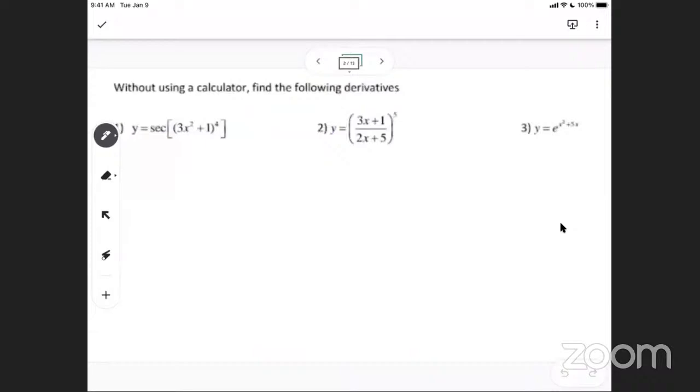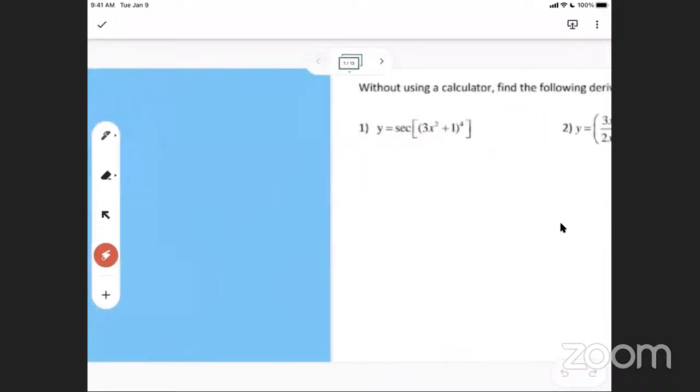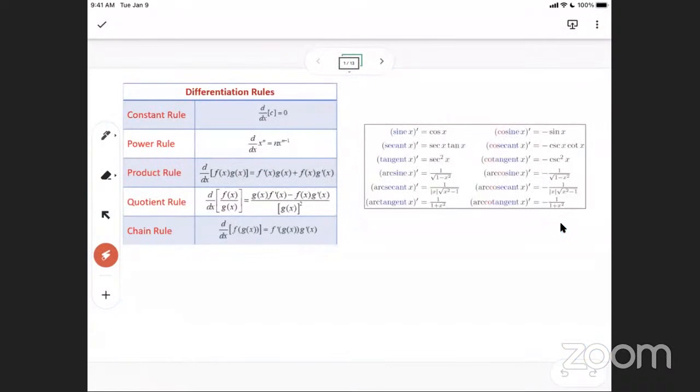The chain rule says that I'm going to take the derivative of the outermost function. Notice I have three different functions here. So it's the derivative of the outermost function with the innermost function unchanged, and then the derivative of the innermost function multiplied by that. That's essentially what the chain rule is saying. Let's see if you have the chain rule on here. Yeah, so here's the chain rule.